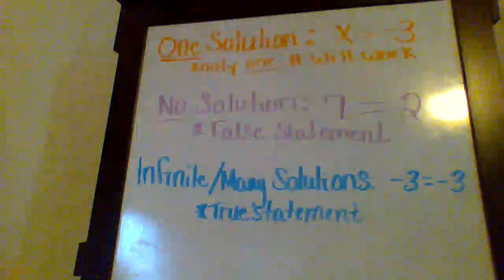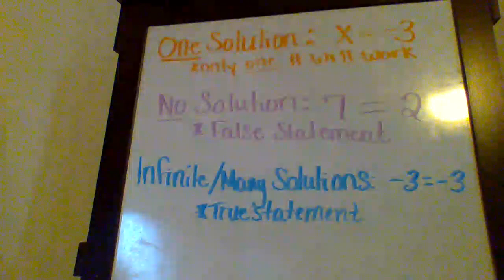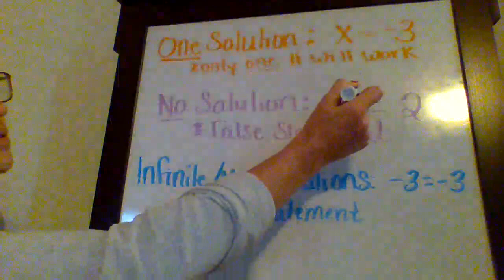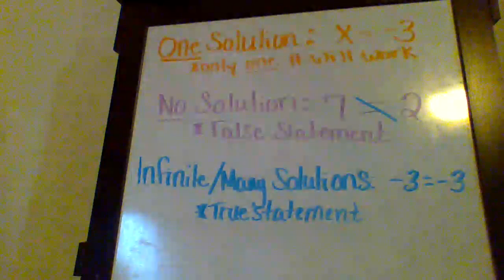Then we have no solution. That's where you're left with a false statement, something like 7 equals 2, and we know that that is not true, that 7 is not equal to 2, so that means there is no solution.